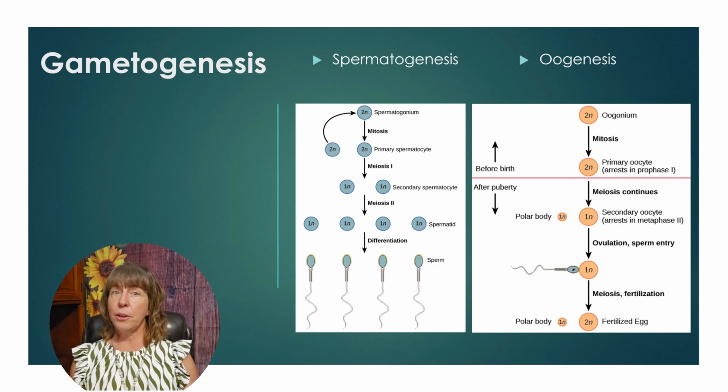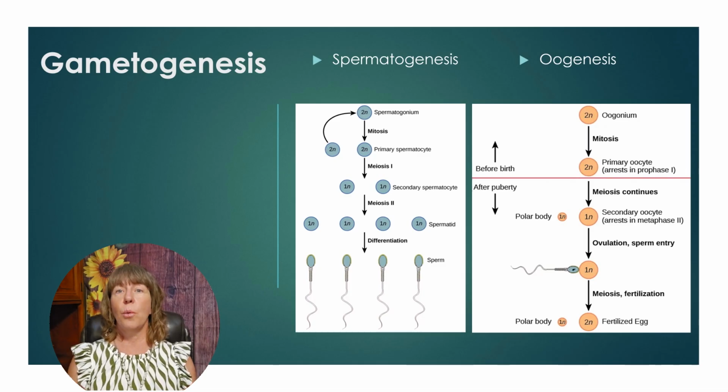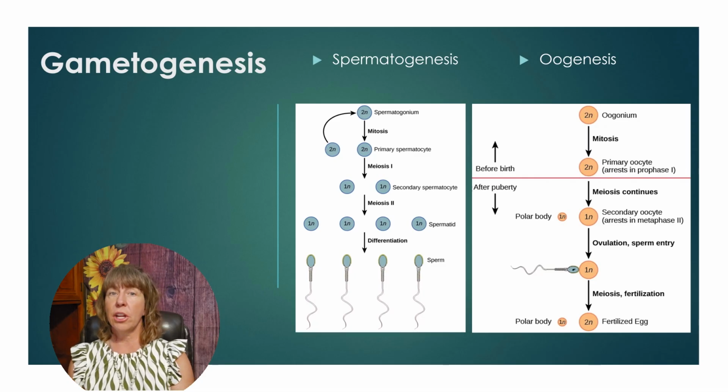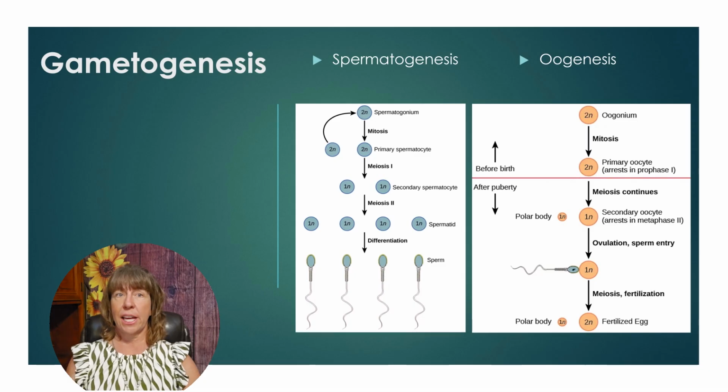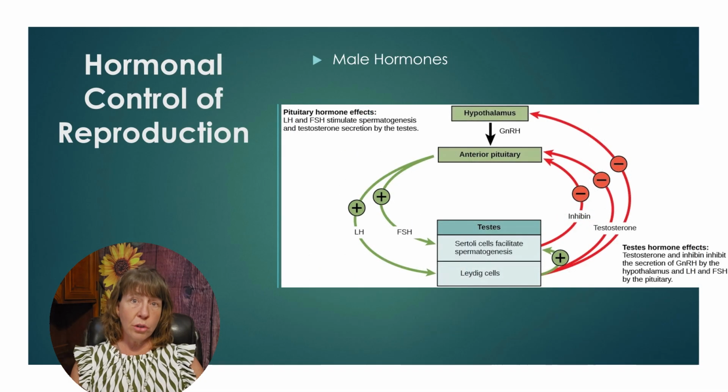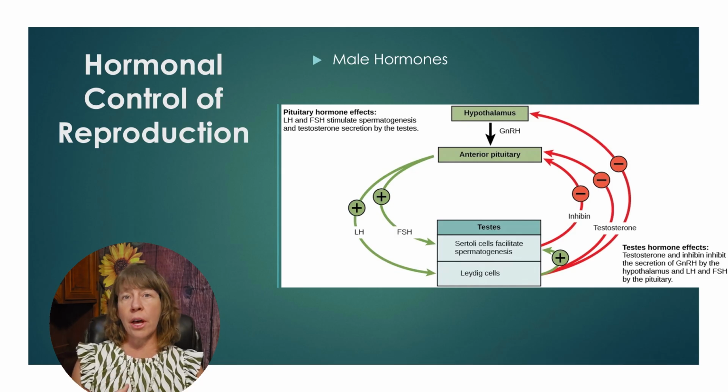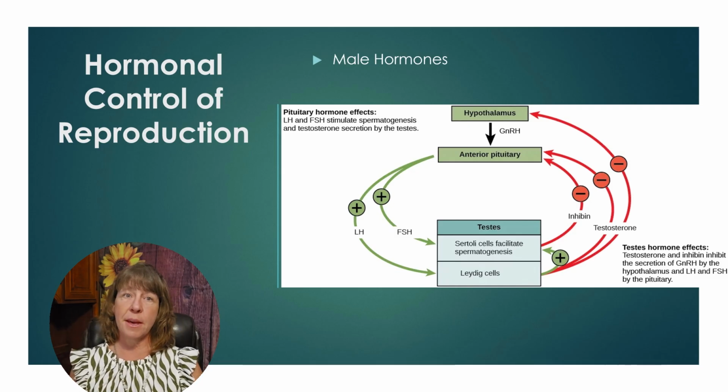So the difference between spermatogenesis and oogenesis is that we end up with 4 functioning sperm cells. With oogenesis, we only have 1 functioning egg. So hormonal controls, we're going to go to the male, and then we're going to go into the female.